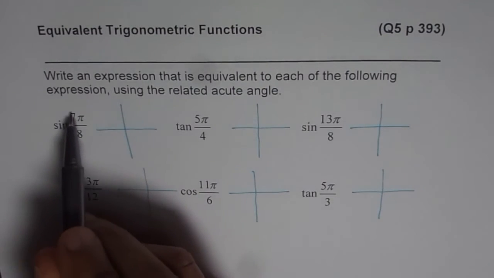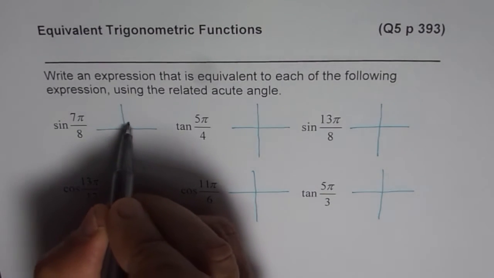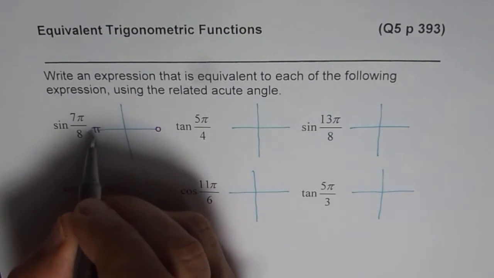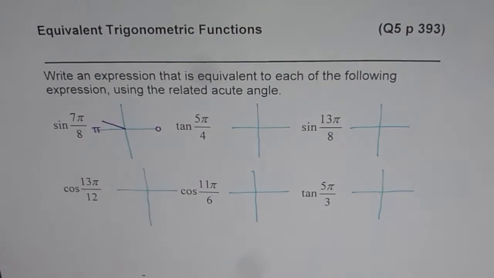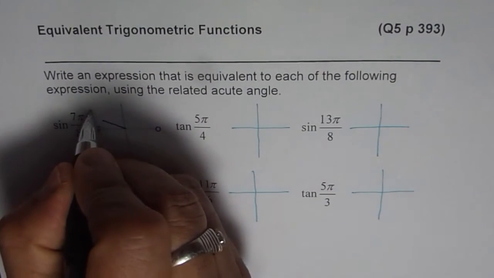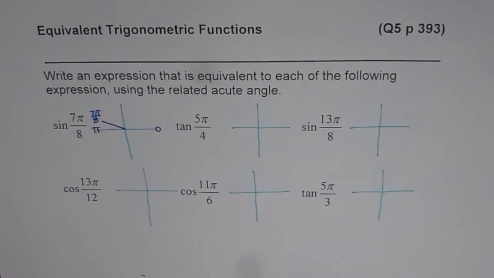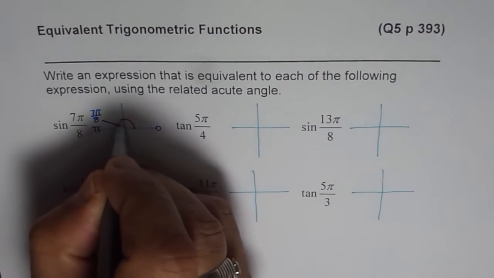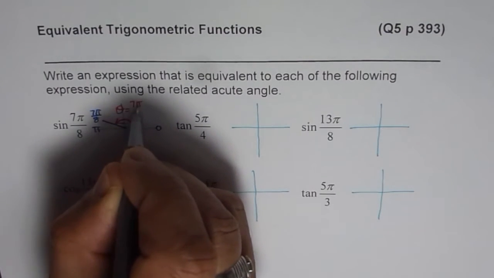Now sine 7 pi by 8. As you know, 7 pi by 8 means this is your pi, 0 to pi, correct? Divided into equal parts, correct? So 7 will be 1 less than 8. So this position represents 7 pi by 8, correct? So this angle always is our principal angle, which is measured from positive x-axis, kind of like this. So that is theta, which is 7 pi by 8.